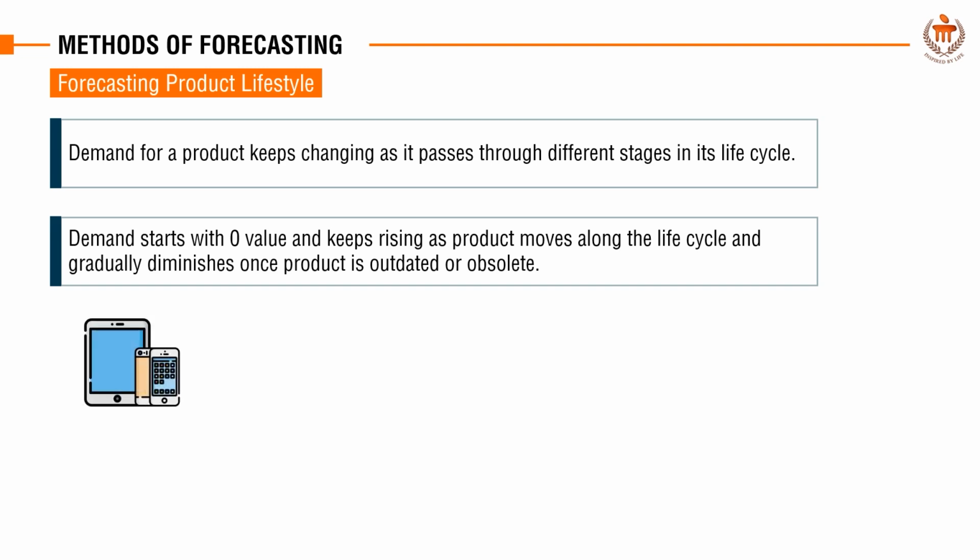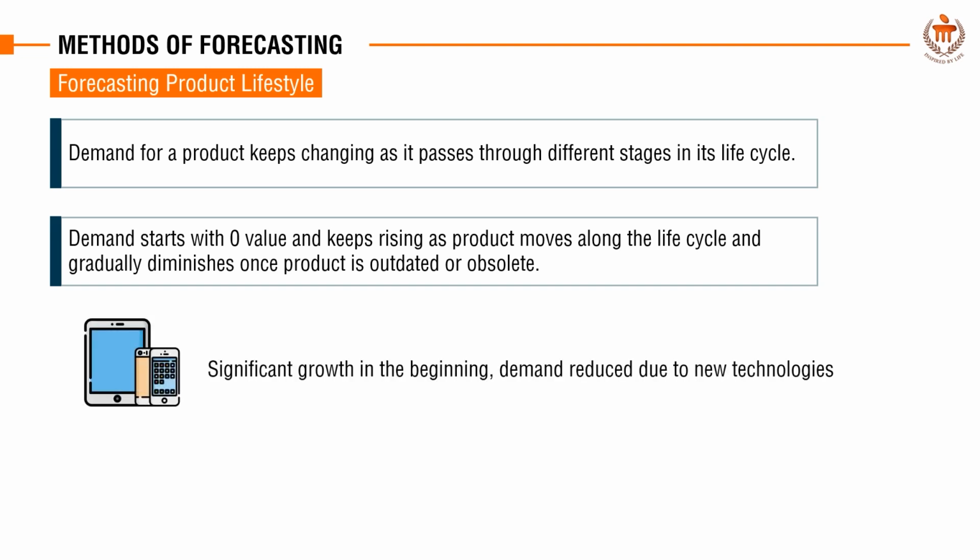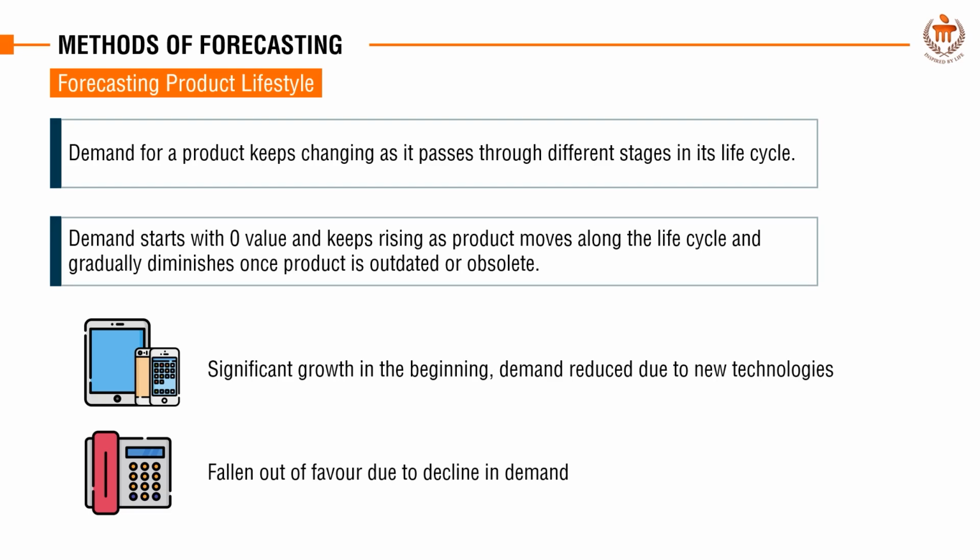For instance, products like the iPhone and iPad illustrate this phenomenon, experiencing significant growth and eventually facing diminishing demand as newer technologies emerge. In contrast, fixed telephones serve as an example of a product that has largely fallen out of favor, leading to a decline in demand over time.